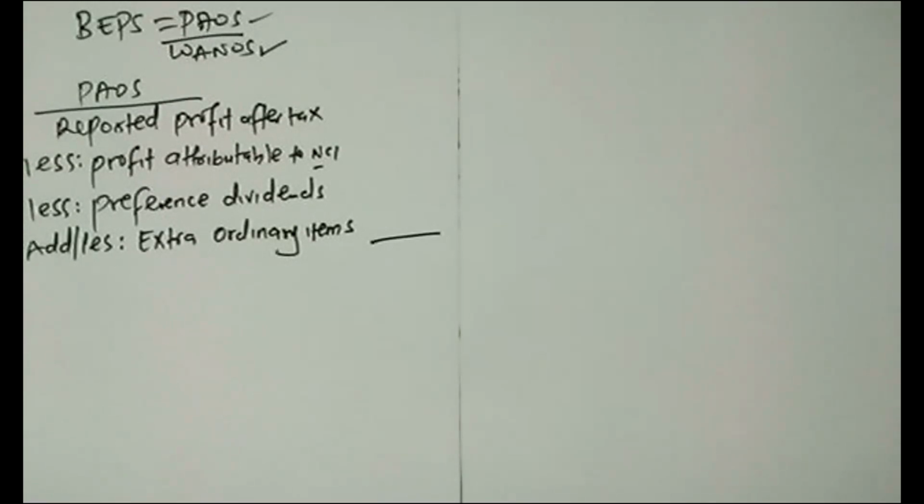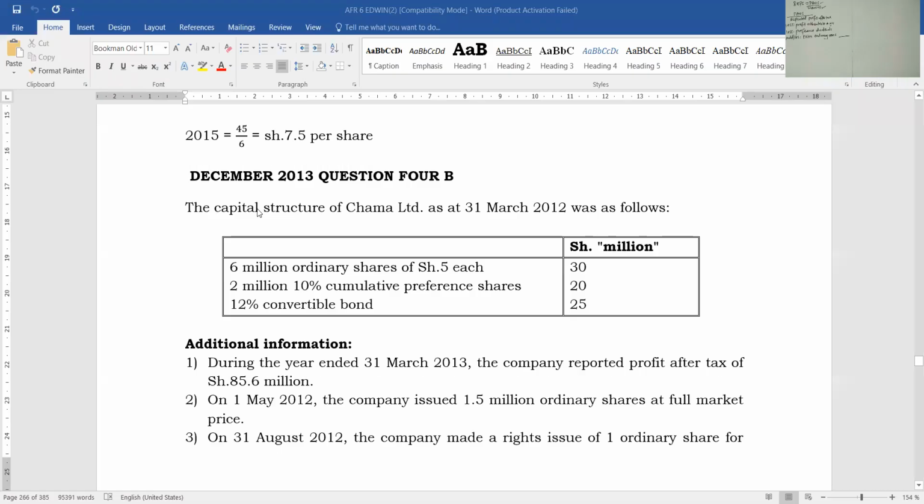To start with, they said that the capital structure of Yamaha as at 31st March 2012 was as follows. Remember that what makes up a capital structure in an organization is ordinary shareholders, preference shareholders, and loan note holders, like the bond holders. These are the providers of capital in an organization.